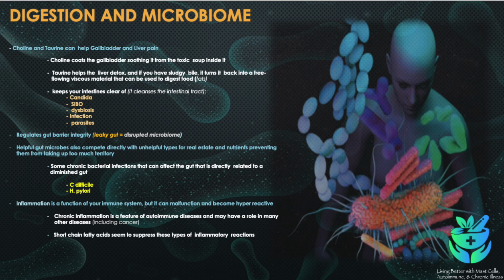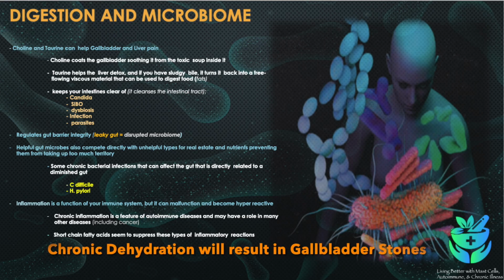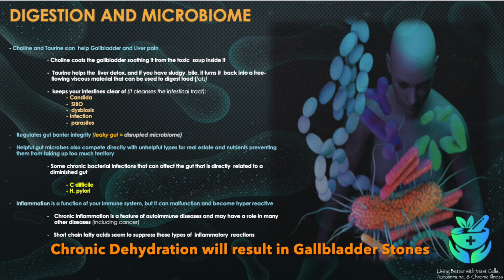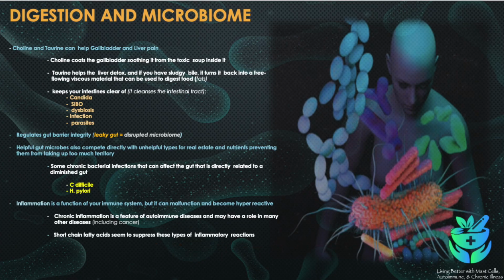But if you have chronic dehydration, too much sugar, etc., and you don't have a healthy diet, it kind of turns more into molasses, and then it doesn't work as efficiently for you. So the choline can help protect the lining of your gallbladder if you're in pain, and then the taurine can actually help change that sludgy bile back into that viscous, dish-soapy material.